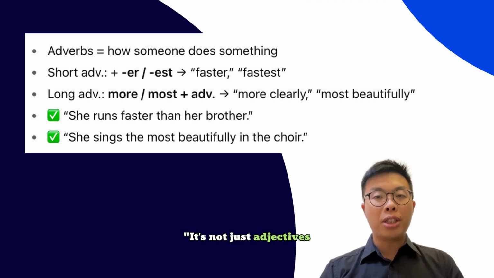It's not just adjectives that we can compare. Adverbs can also take comparative and superlative forms. Adverbs tell us how someone does something. For example, she runs faster than her brother, or he speaks more clearly than his classmates.